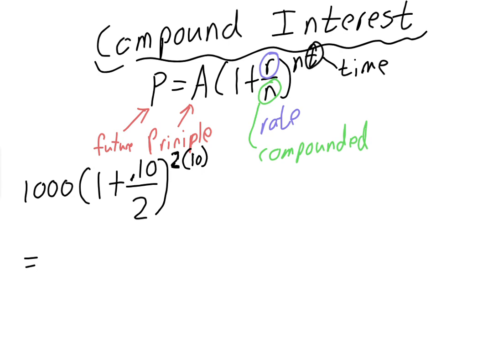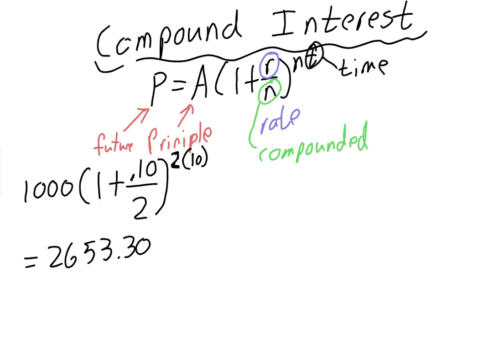We just grab our calculator. Let me just grab that real quick. So I have 1 plus 0.1 over 2, which is 1.05. I'll raise that to the 20th power, get 2.6, times 1,000, and that ends up at 2653.30. That is how you use the compound interest equation.